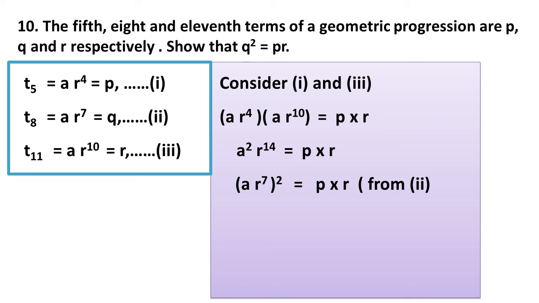A square into R to the power of 14 can be expressed as A into R to the power of 7 whole square. It is expressed in an exponential form. Why? Because the value of A into R to the power of 7 is Q, which is already listed as result number 2. Substitute result number 2. Hence we will get Q square is equal to P into R. LHS is equal to RHS.